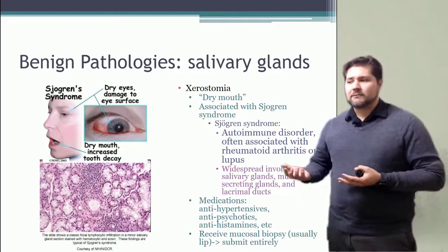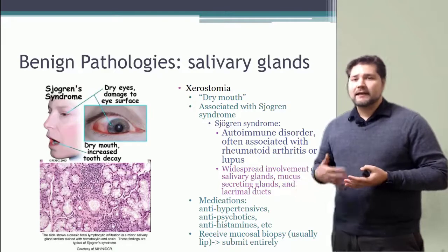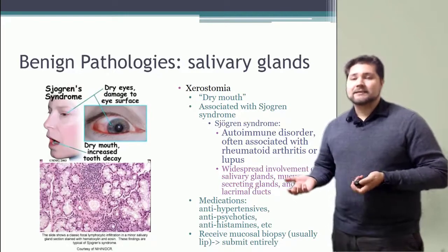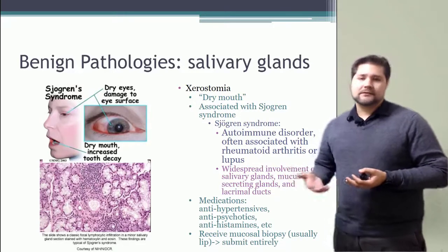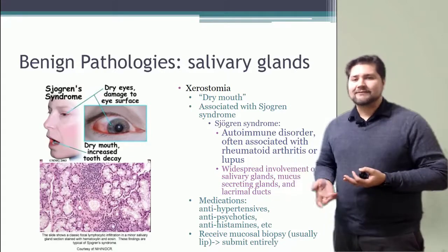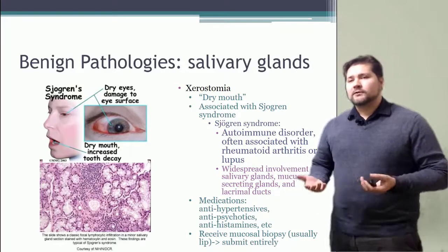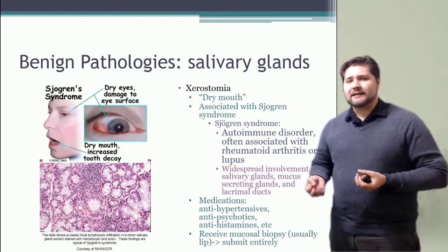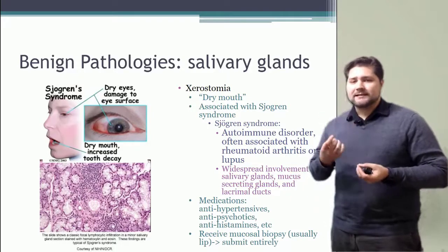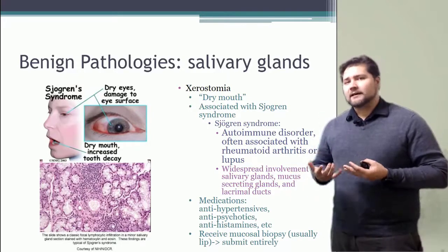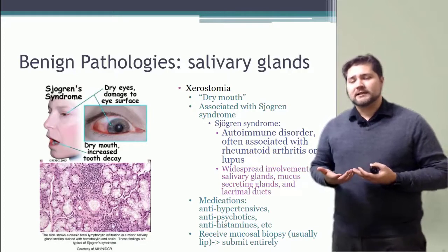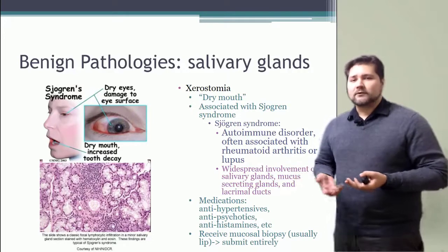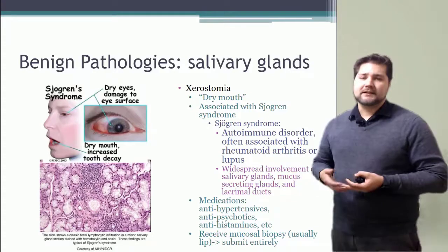Now, medications tend to work on this. You can use antihypertensive, antipsychotic, and antihistamine drugs to treat it. So it's really a treatable condition, but it's definitely not comfortable. In order to test for this, the only specimen we'll really get is a labial biopsy, which is essentially a biopsy of the lip just to verify that the mucosa-producing glands are intact or if they're being attacked by the immune cells of the body.